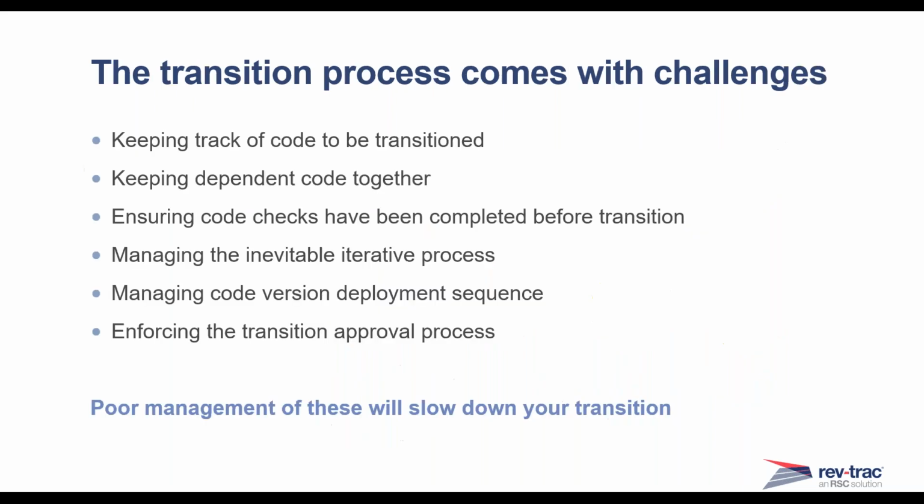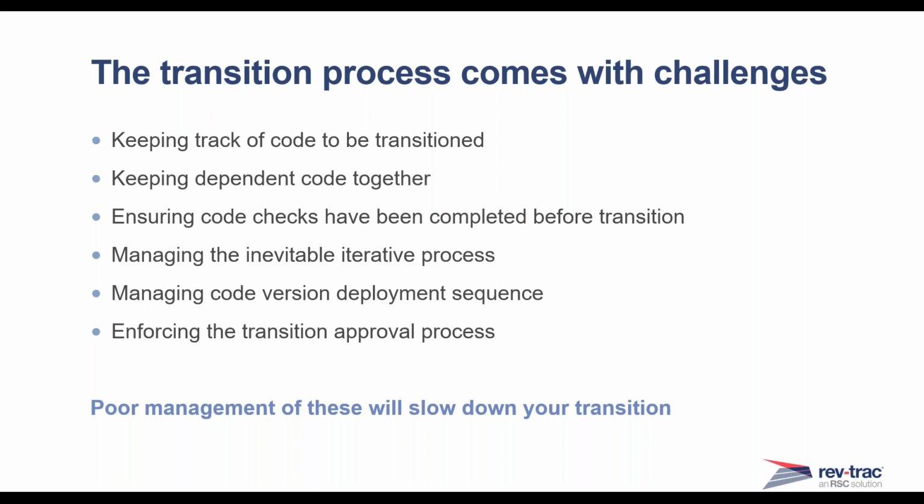The transition does come with challenges, and so I want to highlight some of these because this then becomes the nub of what we're talking about today, and that is one needs to keep track of all the code that's going to be transitioned. So what is it, where is it, how does it relate together? Keeping dependent code together, there is not much point checking a piece of code for compatibility if it actually calls other code that hasn't been checked for compatibility. So we need to ensure that all the code checks have been completed before a full transition is completed.